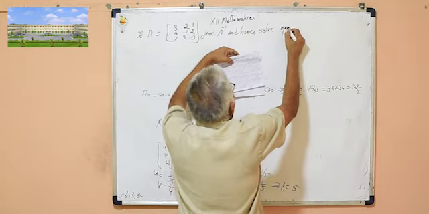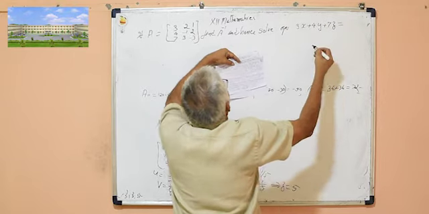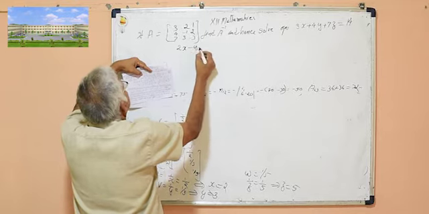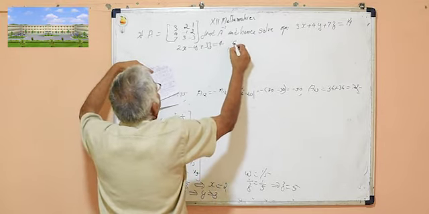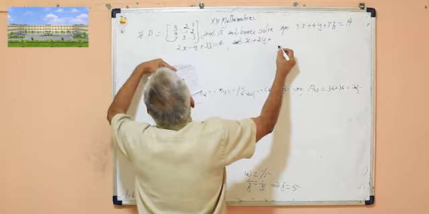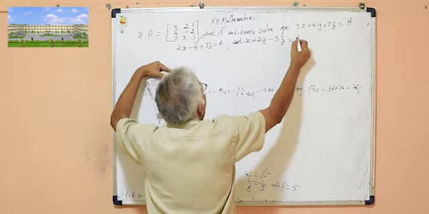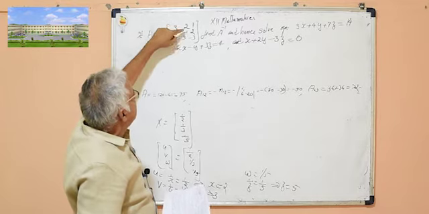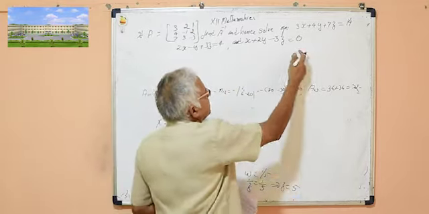Solve the equations: 3x + 4y + 7z = 14, 2x - y + 3z = 4, and x + 2y - 3z = 0. Again, the first is 3x + 4y + 7z, second 2x - y + 3z = 4, and third x + 2y - 3z = 0. This is the system of equations.